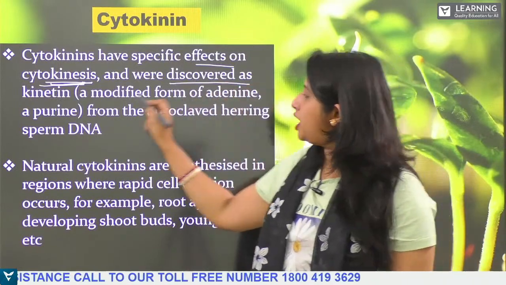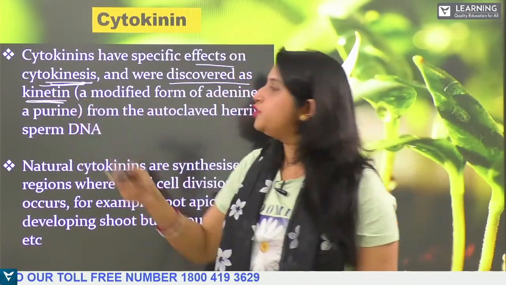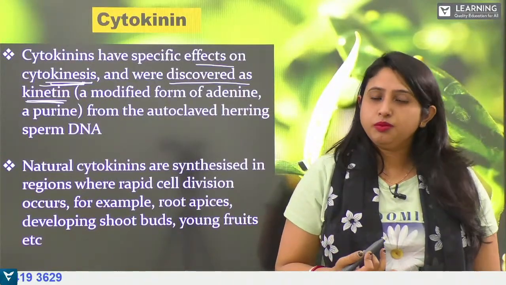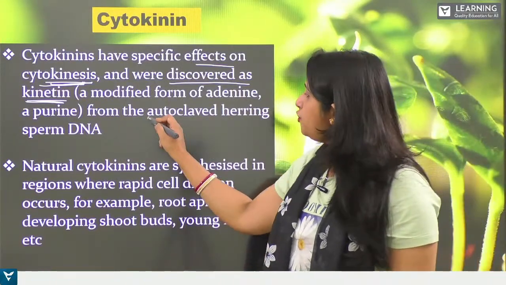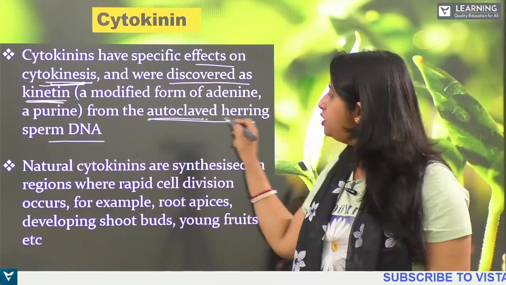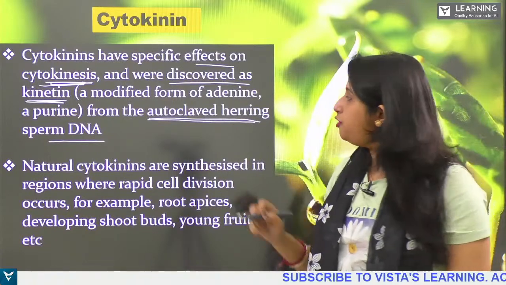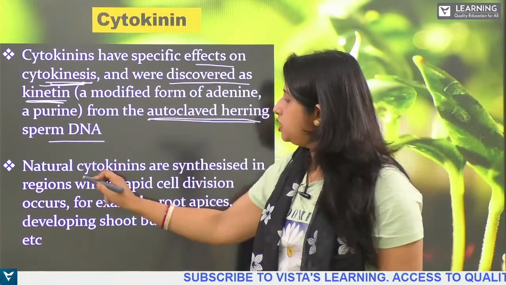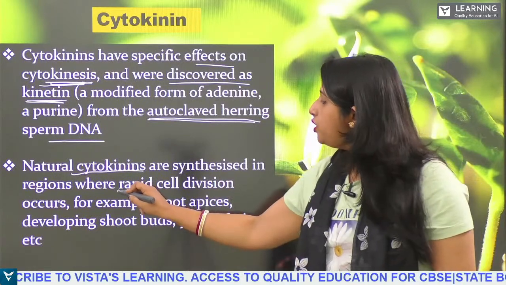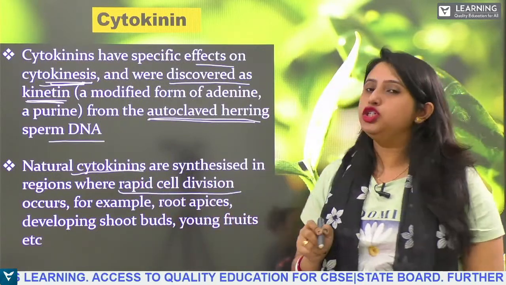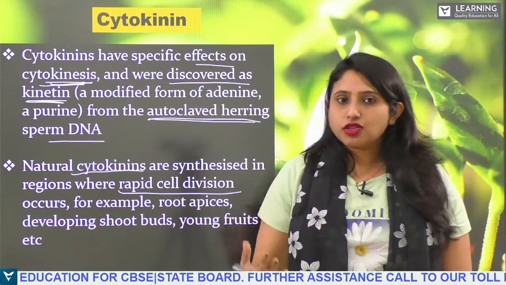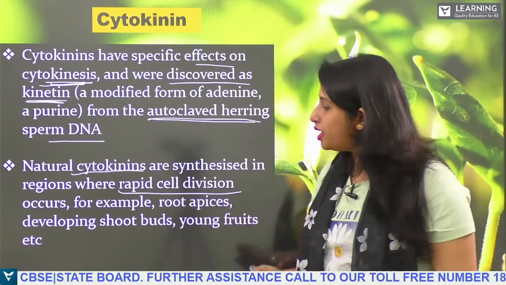They were first discovered as kinetin by Skoog from autoclaved herring sperm DNA. So from where were they discovered? From autoclaved herring sperm DNA. Natural cytokinins are synthesized in regions where rapid cell division occurs. Naturally, the cytokinins will be extracted from where there is rapid cell division.